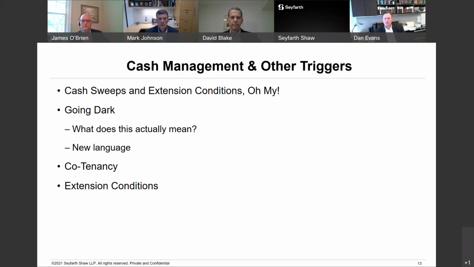On the extension conditions, what we saw was clients who had negotiated some sort of an option to pay down the loan in order to satisfy those financial covenants tended to have a little bit more wiggle room in what they were trying to do. Again, by and large, lenders were willing to make deals, to talk to people, but it was very helpful being able to point to a document and say, okay, the property is not throwing off a ton of cash right now.